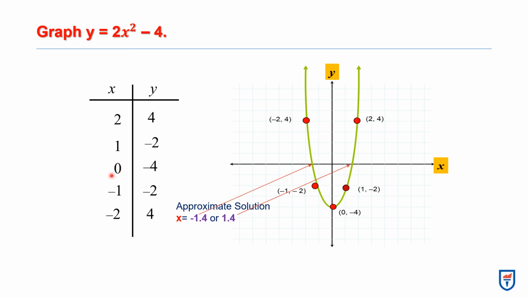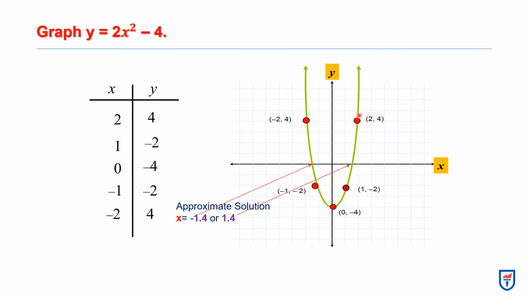Then the third one, which is (0, -4). Minus 4 is the y coordinate, which is down here, and the x value is 0. And then we plot the next one, which is (-1, -2), where we go to the left side of the x-axis for the point minus 1, and the y value is minus 2 going down, which is this point here. And then the last one, which is (-2, 4), we go on the left side of the x-axis, minus 2 units, and then go up 4 units for y, which is this point.